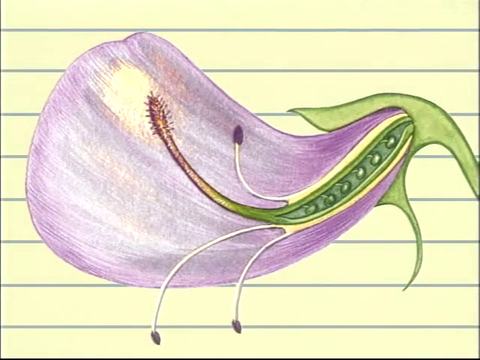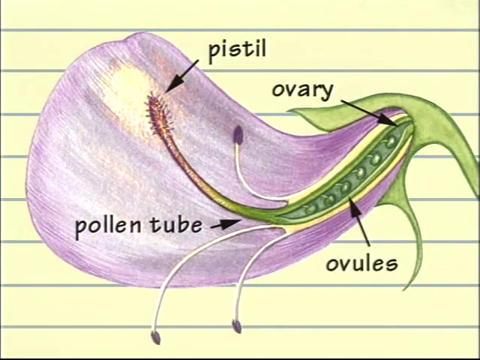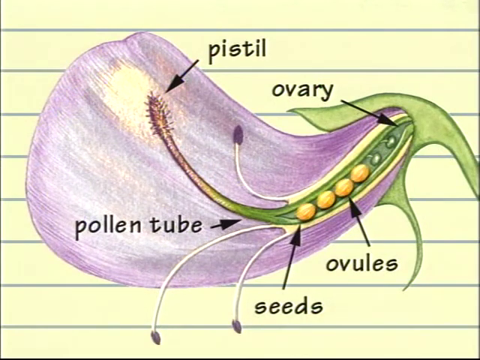Once the pollen grains stick to the pistil, a pollen tube begins to form. The pollen tube extends down to the ovary, the lowermost part of the pistil. In the ovary, we find the ovules. Ovules develop into seeds after they are fertilized.